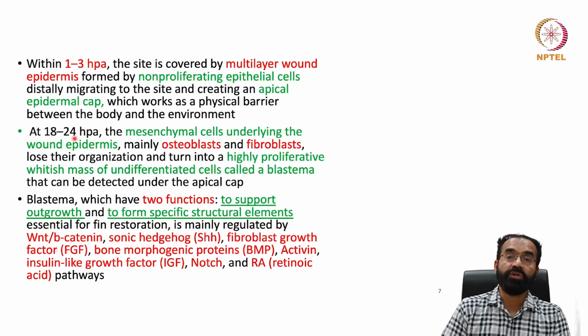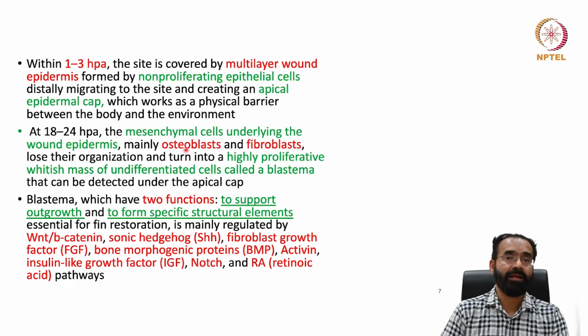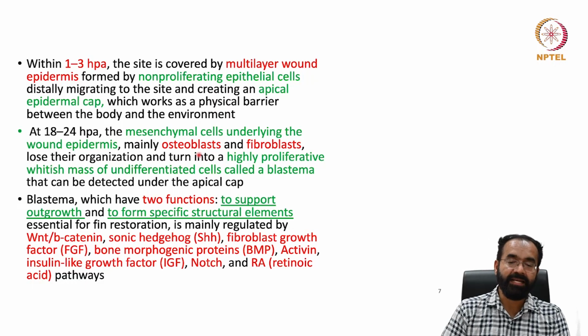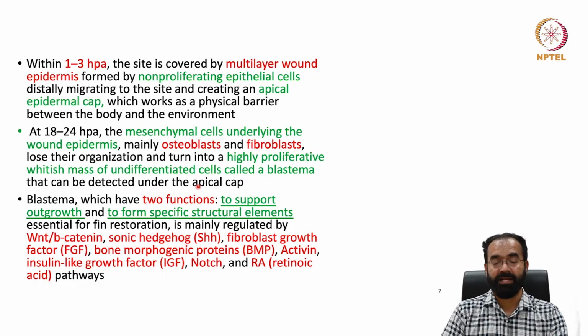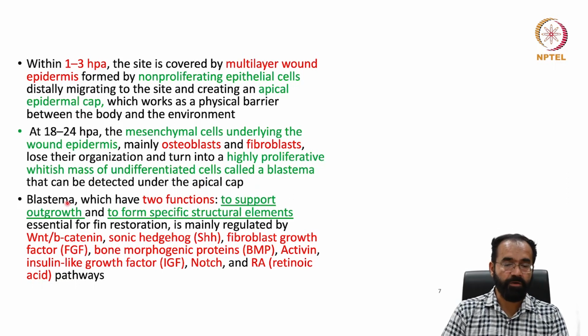At around 18 to 24 hours, the mesenchymal cells underlying the wound epidermis, the apical epidermal cap, mainly osteoblasts and fibroblasts, lose their organization and turn into a highly proliferative whitish mass of cells, which is called blastema, that is formed by around 24 hours. You can see under the microscope that it can be detected under the apical cap. That is, the apical epidermal cap is there. Beneath that, you will get a blastema cell that is formed.